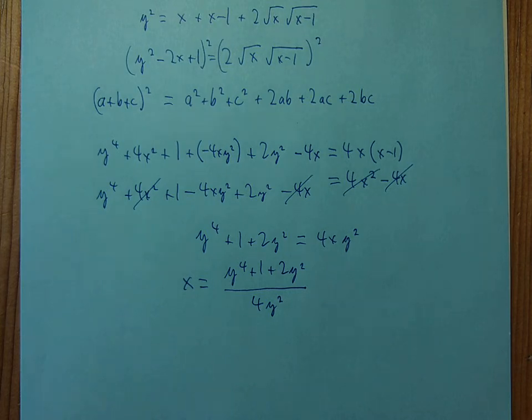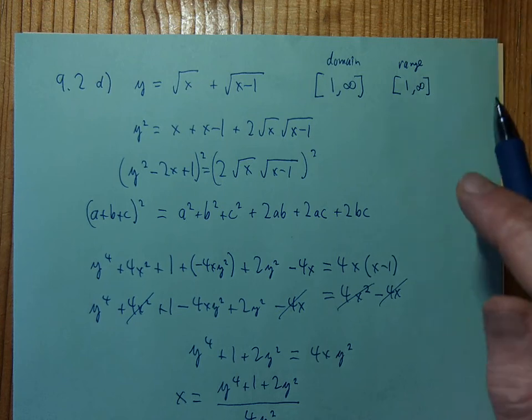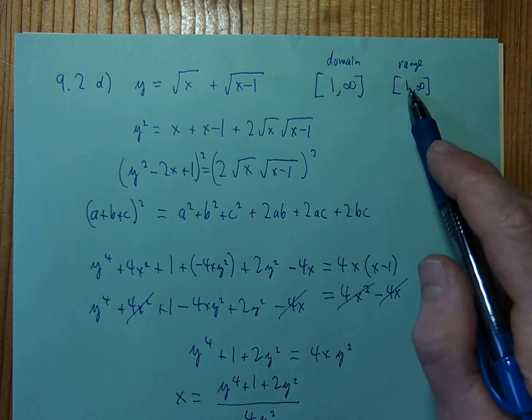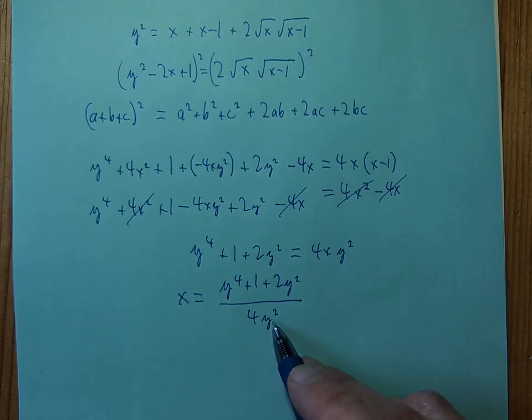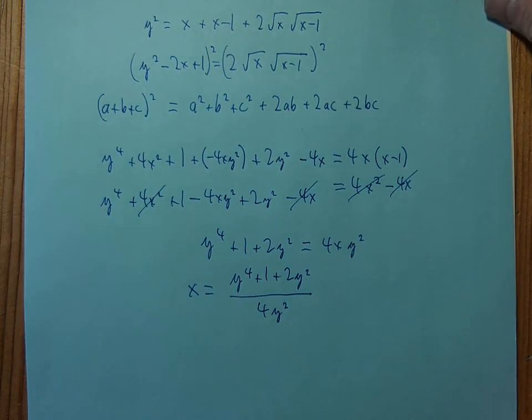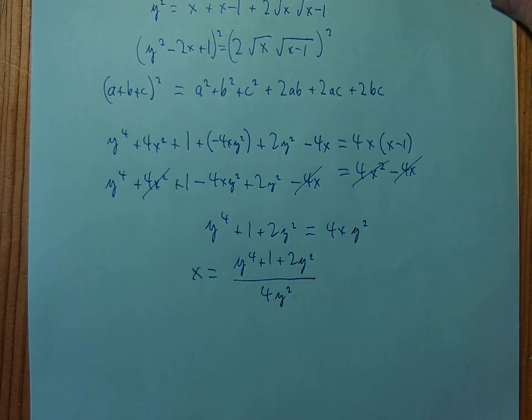Okay, so that should be our inverse function. And notice that y can't be 0, but that's fine because of our domain and ranges up here. So the domain of this one is the range of the other one, which is the same, 1 to infinity. So y squared can be 1, and we're not dividing by 0 or anything. And so it looks like this will work. So that is 9.2D.